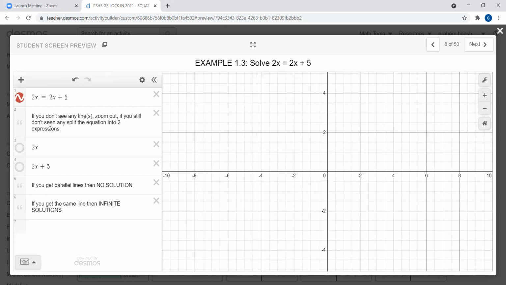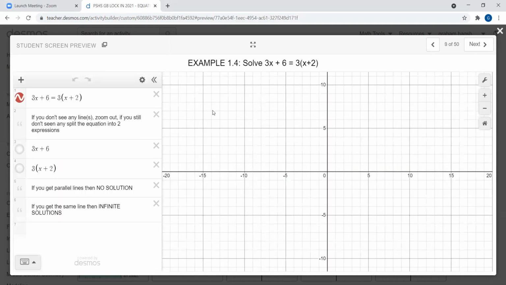So when that happens, split it into 2. Type the one on the left-hand side of the equal sign and the one on the right-hand side of the equal sign on separate lines. And then look what actually happens. So for this, notice that these two lines do not cross each other, and therefore you would say no solutions. So when you get parallel lines, you would put no solutions for this. If you end up with just the same line, then you would put infinite solution, and we'll see that one on the next one.